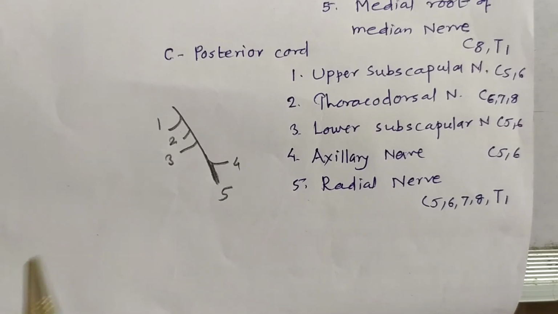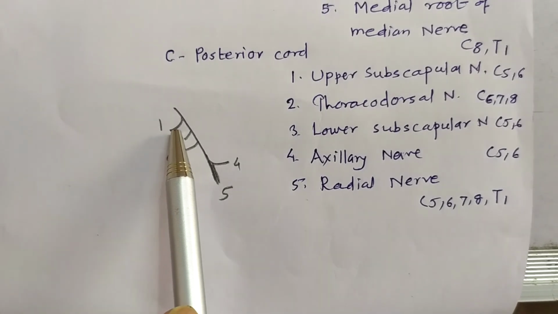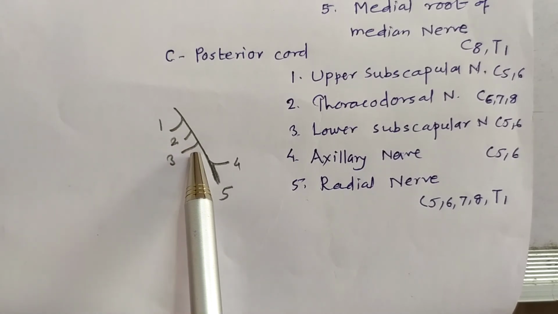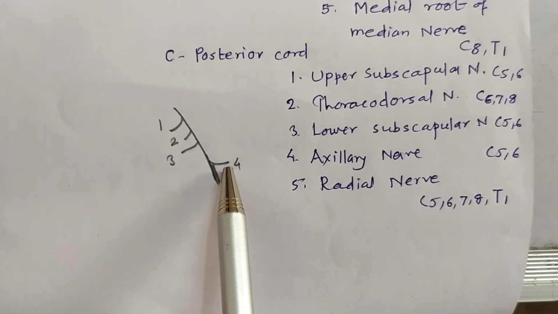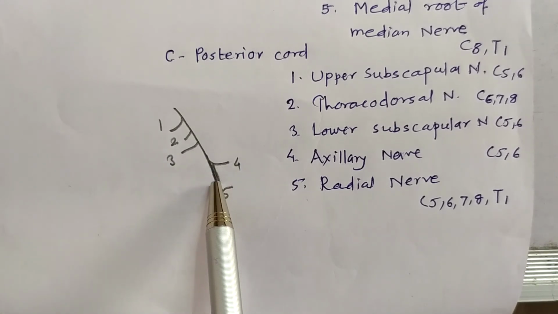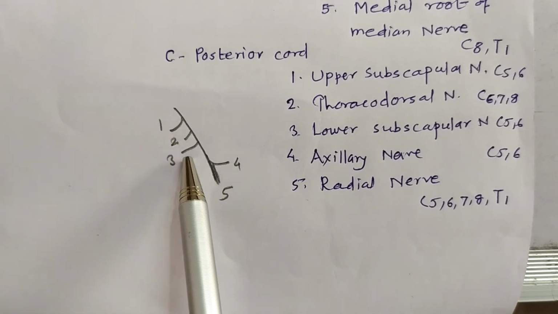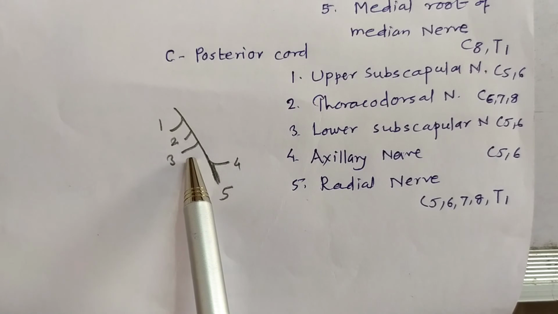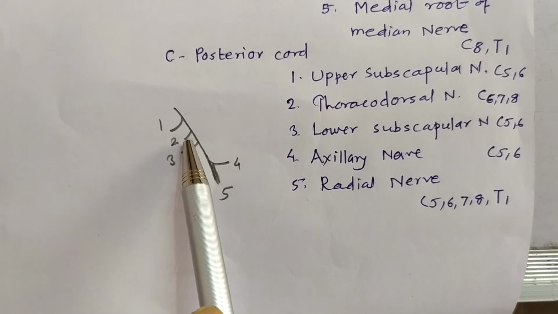The posterior cord gives 5 branches. The first is upper subscapular nerve, then thoracodorsal, lower subscapular, and the terminal branches, axillary nerve and the radial nerve. The upper and lower subscapular nerves supply the subscapularis muscle. Lower subscapular nerve also supply teres major, while the thoracodorsal nerve supply the latissimus dorsi muscle. So it is also called as nerve to latissimus dorsi.